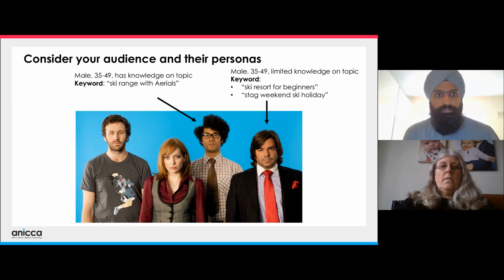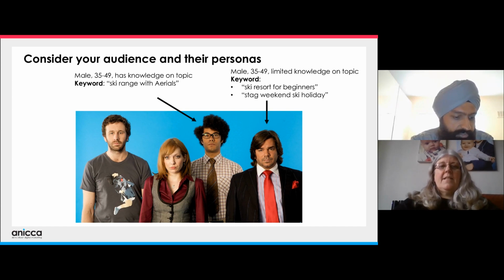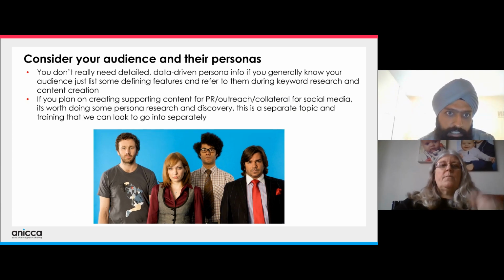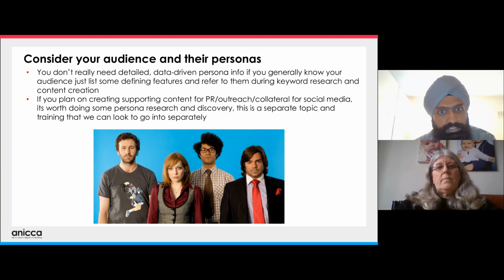So here I've got a couple of examples of age ranges, and using that ski holiday example still, one person might search for ski range with aerial, so it's a technical search. So you've got a technical persona, someone who knows the topic, and someone who doesn't know the topic that well, and is looking for ski resort for beginners and stag weekend ski holiday. So it's about thinking about the different types of people that are going to search for you and catering for all of them. And as I said, you don't really need a detailed data-driven research piece. But if you do one, it can help you when producing content later on.